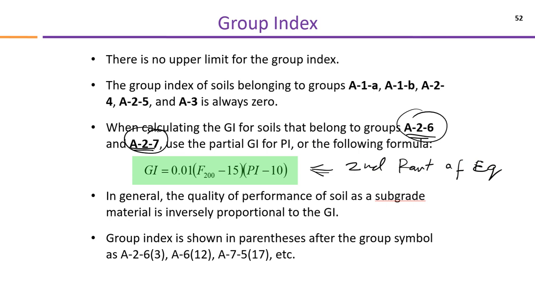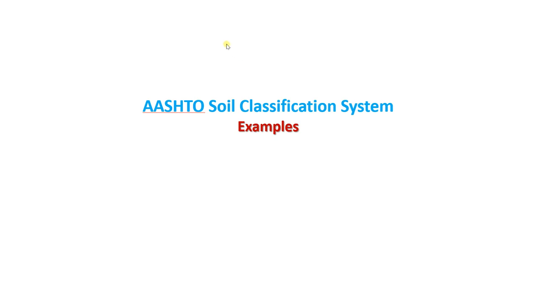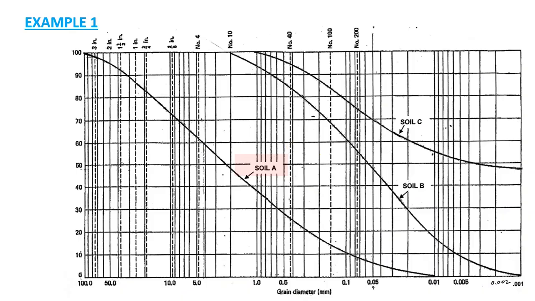Now let's do some examples, then you are going to understand how to use these tables. So let's start with our examples. This is the first example, and we also did this in our unified classification system class. Now we are going to do the classification of soil A.